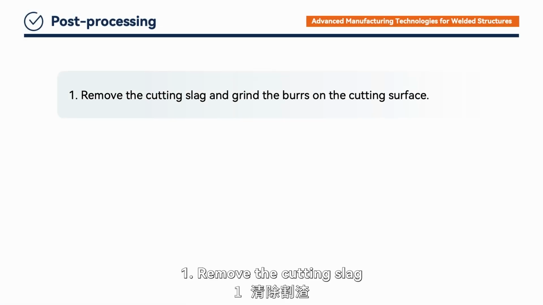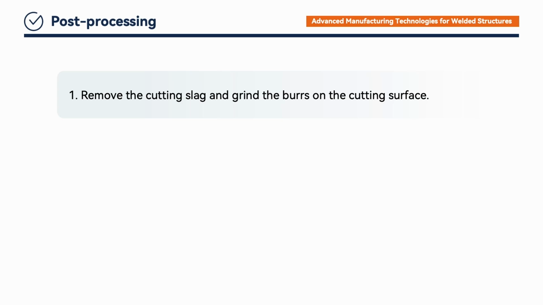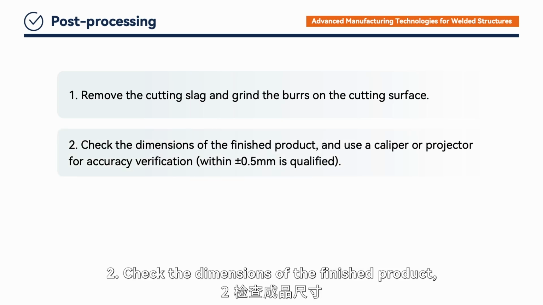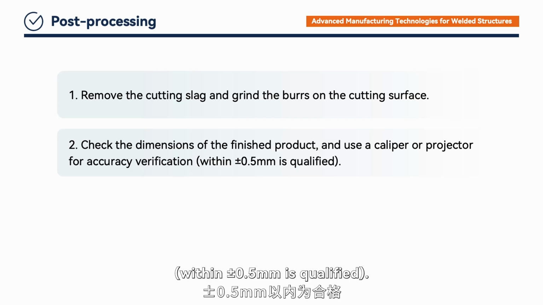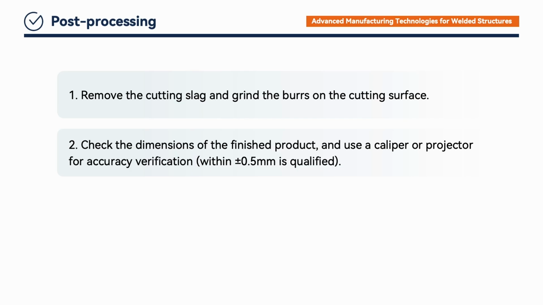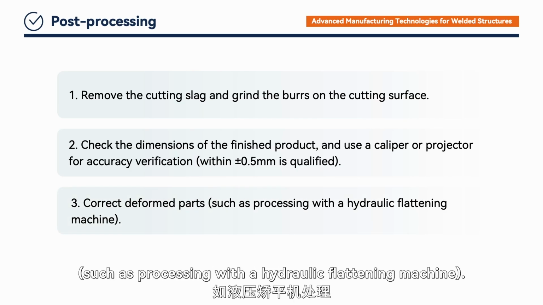1. Remove the cutting slag and grind the burrs on the cutting surface. 2. Check the dimensions of the finished product and use a caliper or projector for accuracy verification. Within plus or minus 0.5 millimeters is qualified. 3. Correct deformed parts, such as processing with a hydraulic flattening machine.